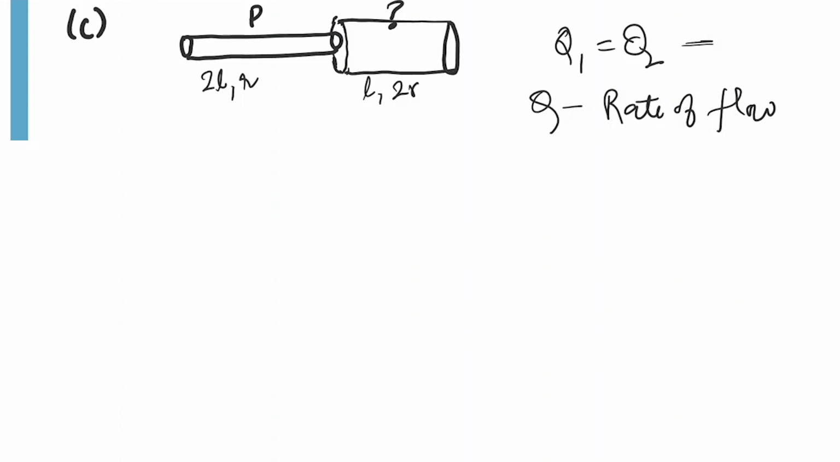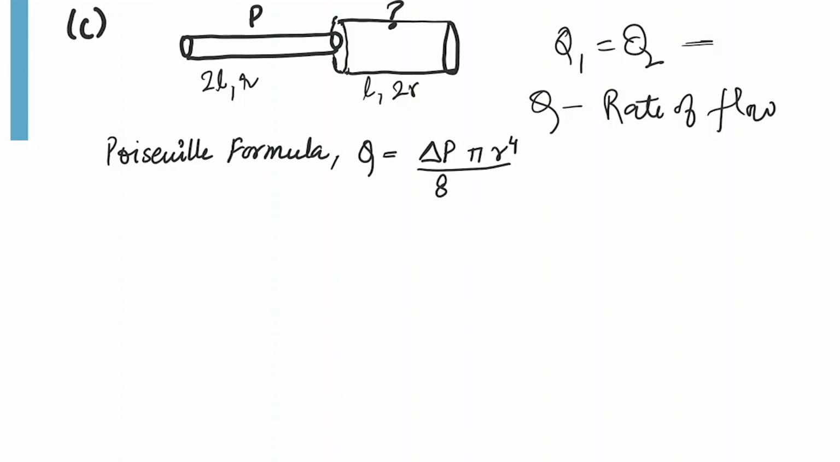Firstly we should know Poiseuille's formula, which gives that the rate of flow is directly proportional to the pressure difference times pi and the fourth power of the radius, divided by 8 eta L, where eta is the viscosity of the liquid and L is the length of the tube. So this is the formula we will be using. In this diagram, this is our first tube and this will be our second tube.